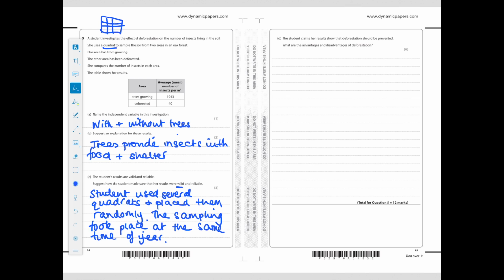D. The student claims her results show that deforestation should be prevented. What are the advantages and disadvantages of deforestation? 6 marks, so try and split your answer nice and evenly. So try and think, why would we want to deforest? So let's start there. Advantages of deforestation include the fact that there's more space to grow crops.